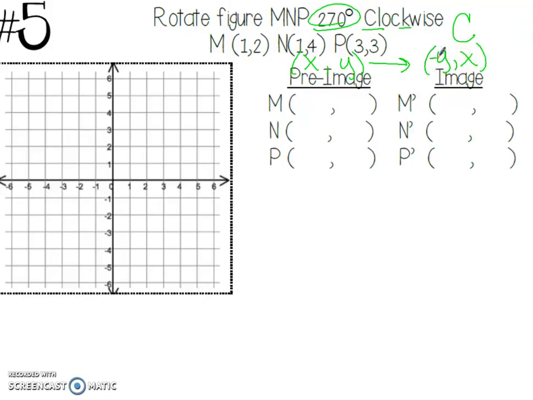Change in Y. Okay? Gotta write my points. 1, 2, 1, 4, 3, 3. And then my other one, my X stays the same. Is that right on rule 3? X stays the same? Okay, and then my Y changes sign. Are we good there? Now I gotta plot it.